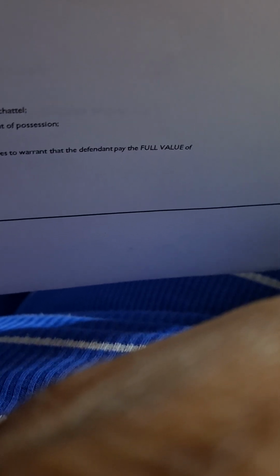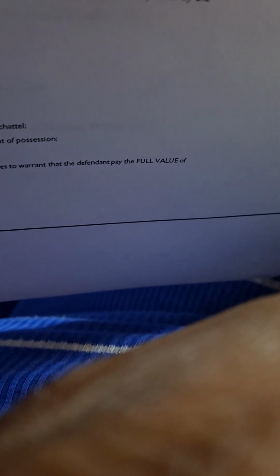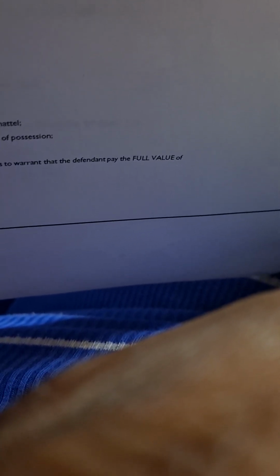Okay. In order to establish a prima facie case for the intentional tort of trespass to chattel, the following elements must be proven by the preponderance of the evidence. A. He dispossesses the other of the chattel, or B. The chattel is impaired as to its condition, quality, or value, or C. The possessor is deprived of the use of the chattel for a substantial time, or D.